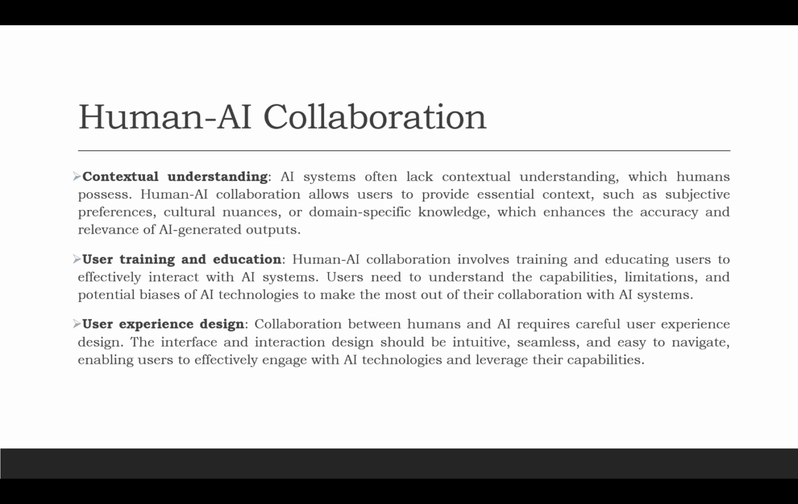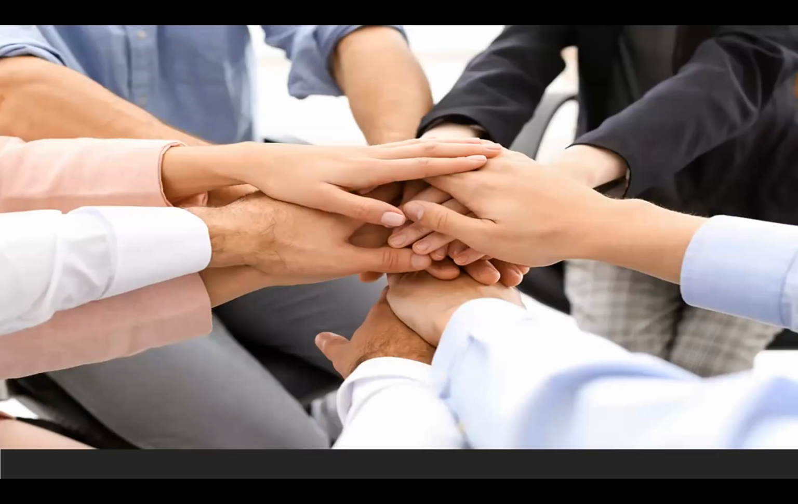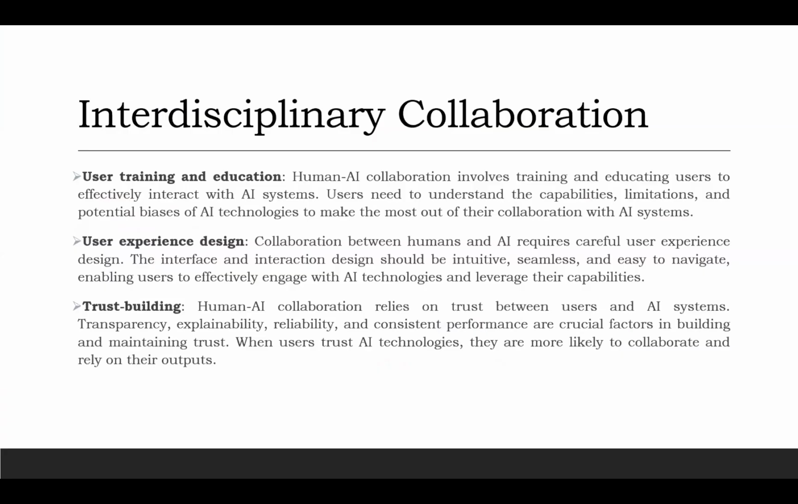In terms of user training and education, it involves training and educating users to effectively interact with AI systems. In terms of user experience design, collaboration between human and AI requires user experience design. Coming to interdisciplinary collaboration, the points we propose are, in terms of user training and education, human-AI collaboration involves training and educating the users to effectively interact with AI systems, and users need to understand the capabilities, limitations, and potential biases.